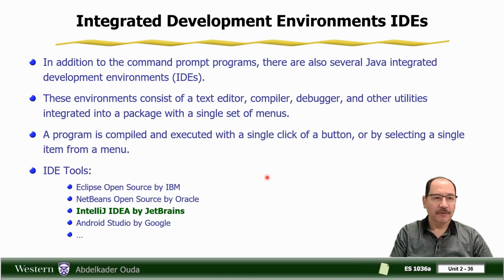For example, from IBM we have Eclipse, NetBeans, another open source by Oracle, IntelliJ IDEA by JetBrains, and Android Studio by Google. In this course, you are going to use IntelliJ IDEA, so this is why I have it here in green.